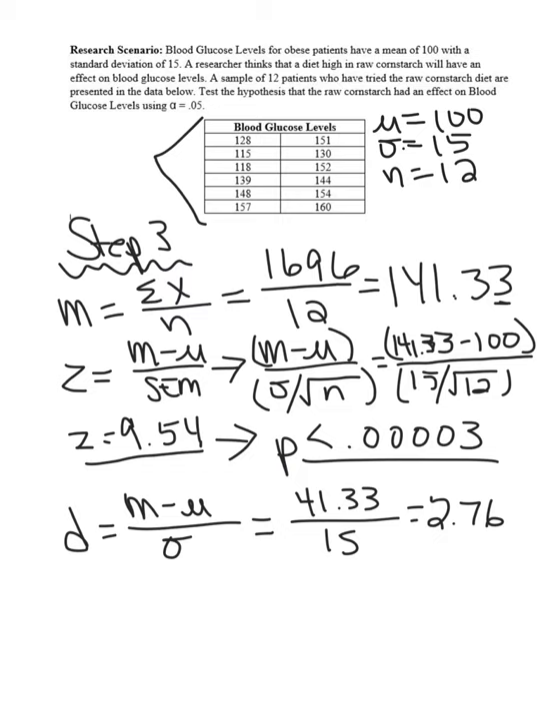So now in step 4, we need to determine whether there's significance. So let's look at, really quick, our z-score and our p-value, okay? So that we can determine whether it's significant so we know how to write our results. So let's go back to slide 1, results.